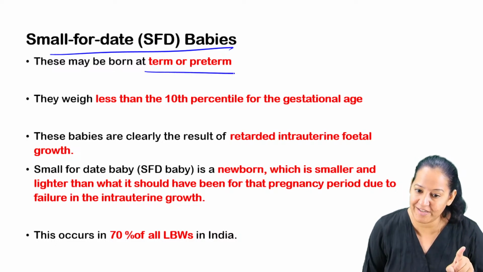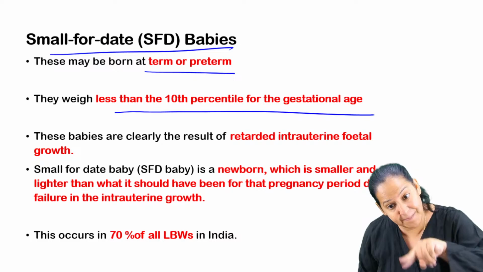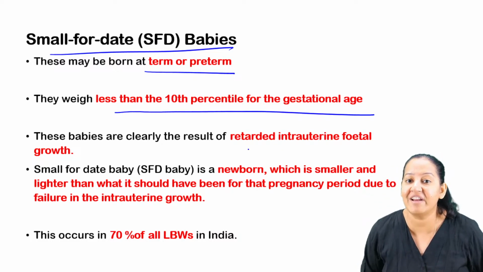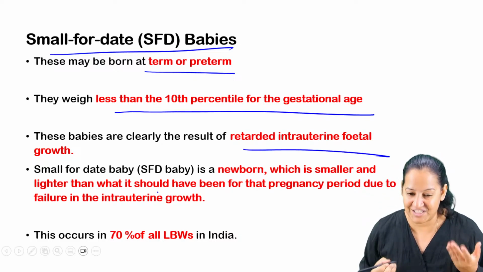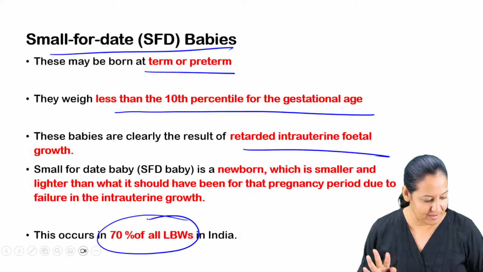They are term or preterm, but the weight doesn't correspond with the gestational age. Weight is less than 10 percentile of the gestational age. They have intrauterine growth retardation. Here catch up is slow. And 70% of LBWs are this. So we are done with LBW.